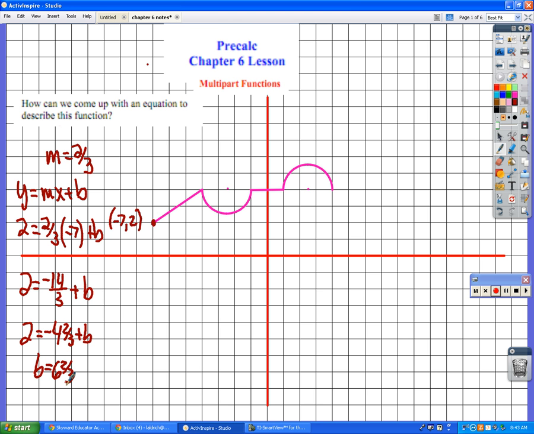Okay, so that means our equation for that part right there is y equals 2/3 x plus 6 and 2/3, right? Okay, does that make sense? Okay, what range of x values is that the equation for? Negative 7. Negative 7 right here to what? Negative 4 right there. So since this is a piecewise function or a multi-part function, we need to say this is the equation over the space negative 7 is less than or equal to x is less than or equal to negative 4. Okay? So that's the equation for this piece, and this is the range over which that works. Okay? So far so good?